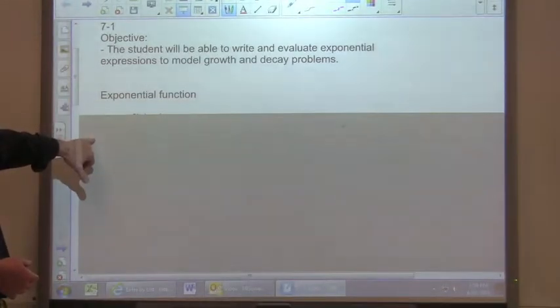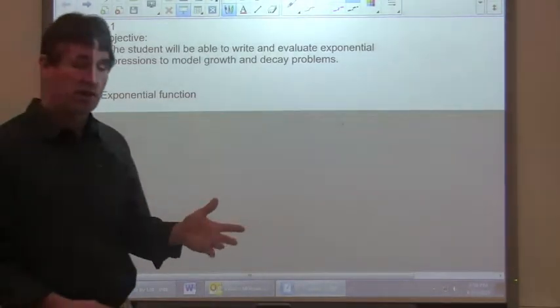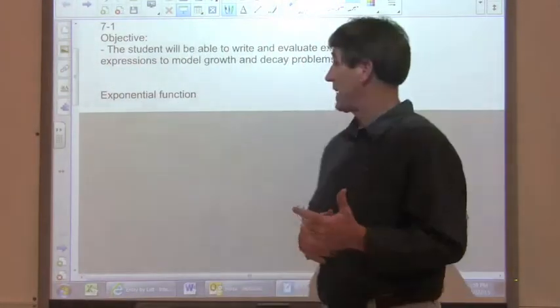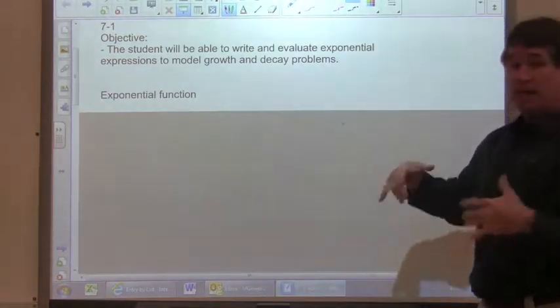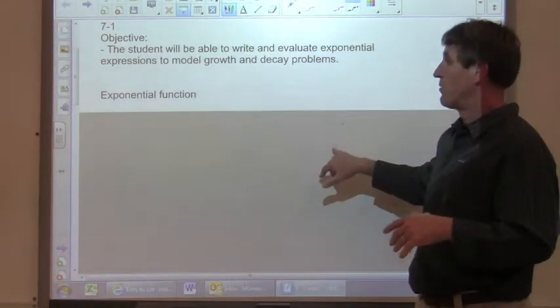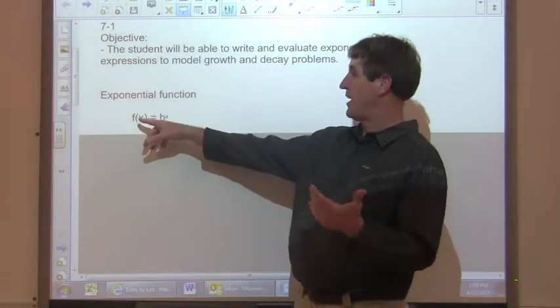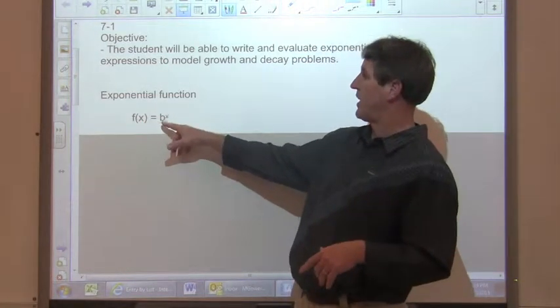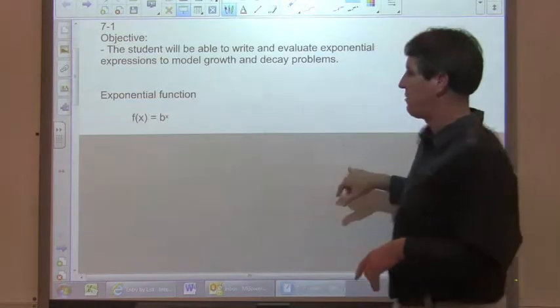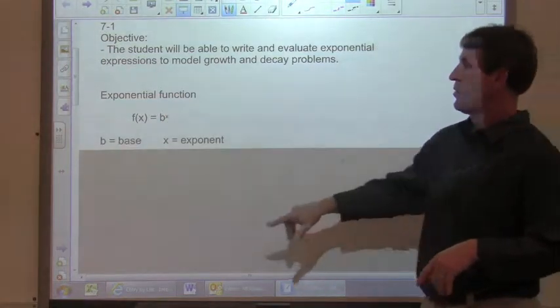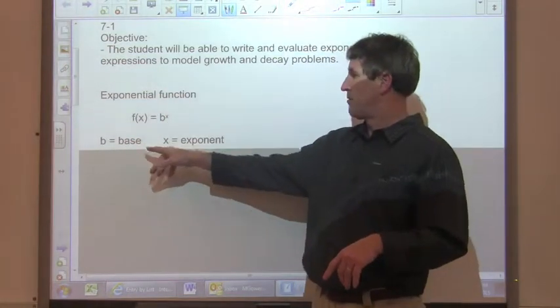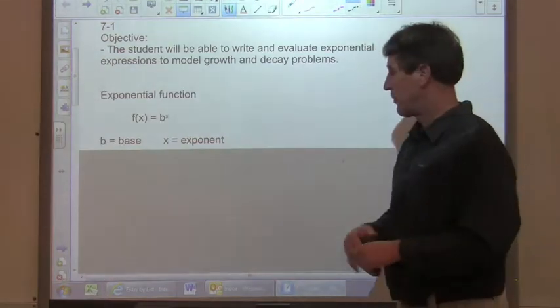So, we've worked with functions all year. Today we're going to be working with exponential functions, where now we have the variable in the exponent, which we've not worked with before. So we've got the function of x is defined as b to the x power, where the b will represent the base and the x is the exponent.